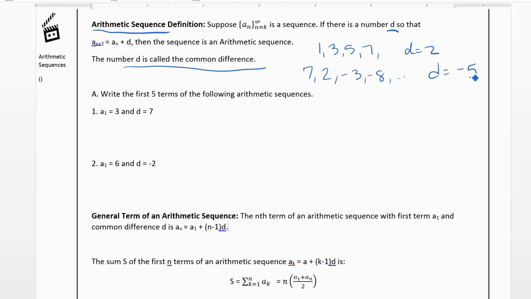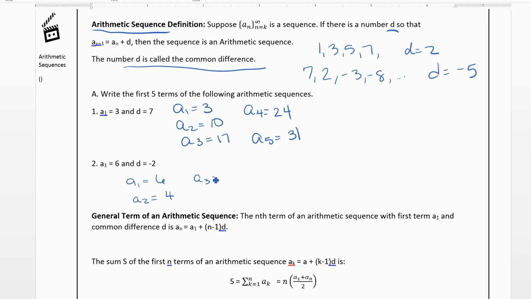Okay, so first it says, write the first 5 terms of the following arithmetic sequences. So a1 is 3 here, and then our d is 7. So we're just going to add 7 every term. So a2 would be 10, a3 would be 17, a4 would be 24, and a5 would be 31. Okay, here it says a1 is 6, and d is negative 2, so a2 would be 4, a3 would be 2, a4 would be 0, and a5 would be negative 2.